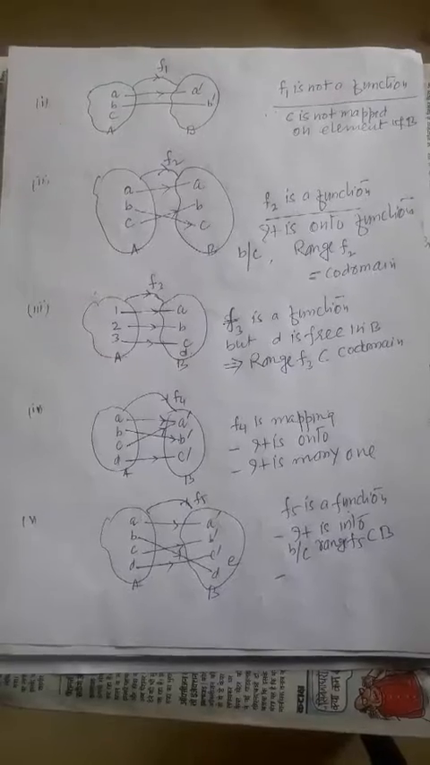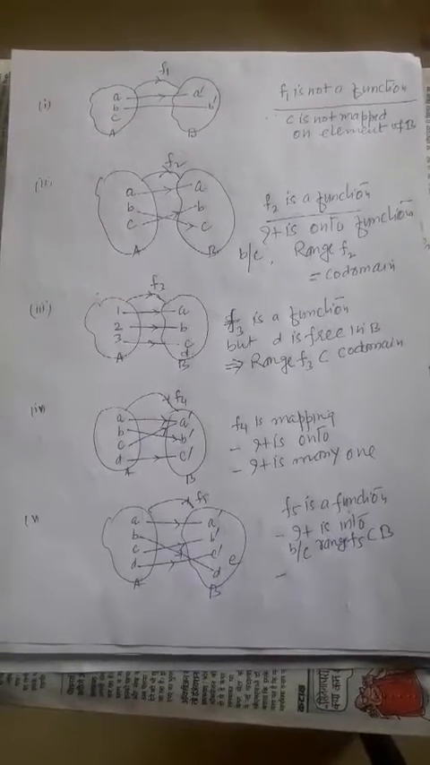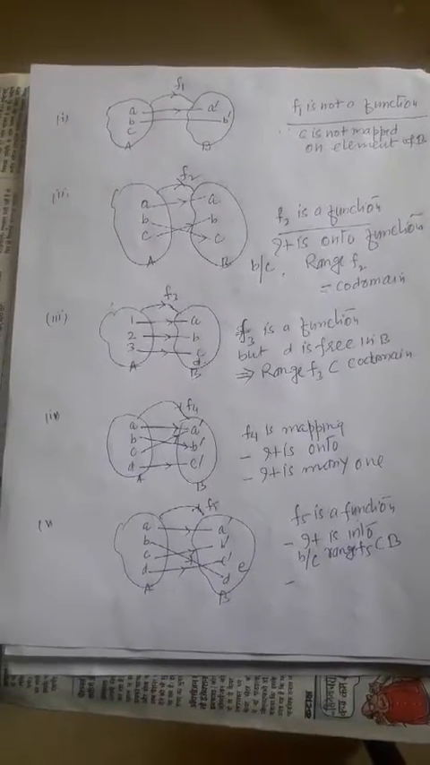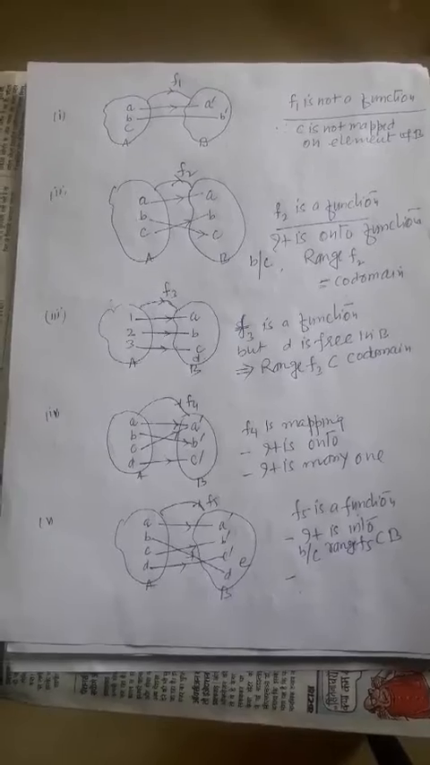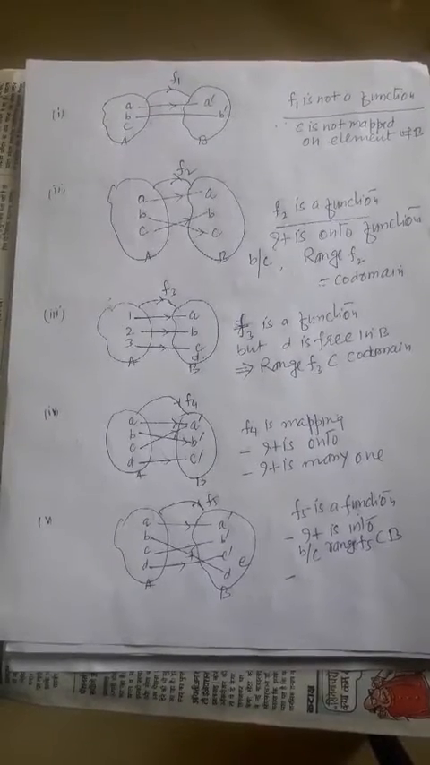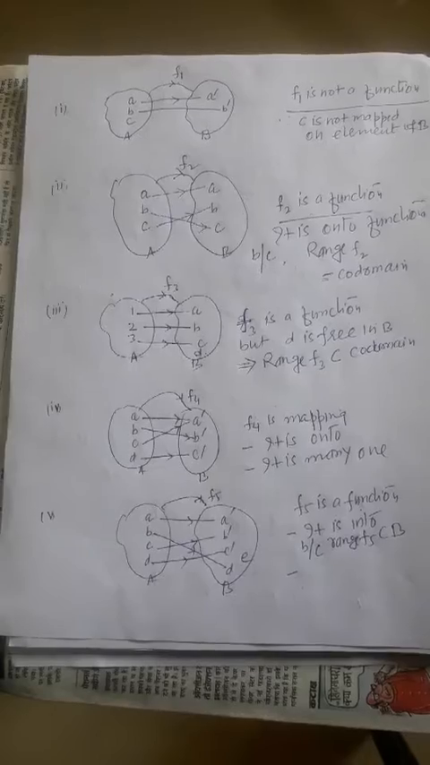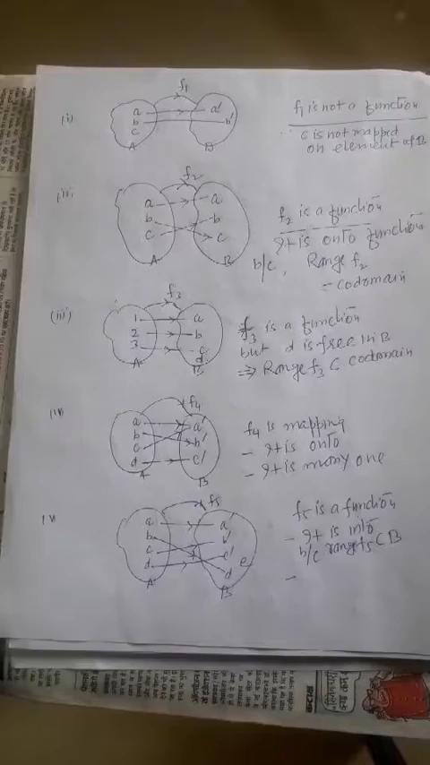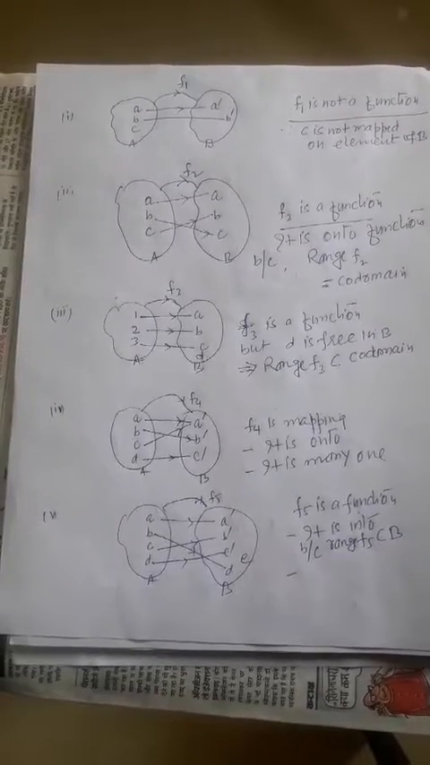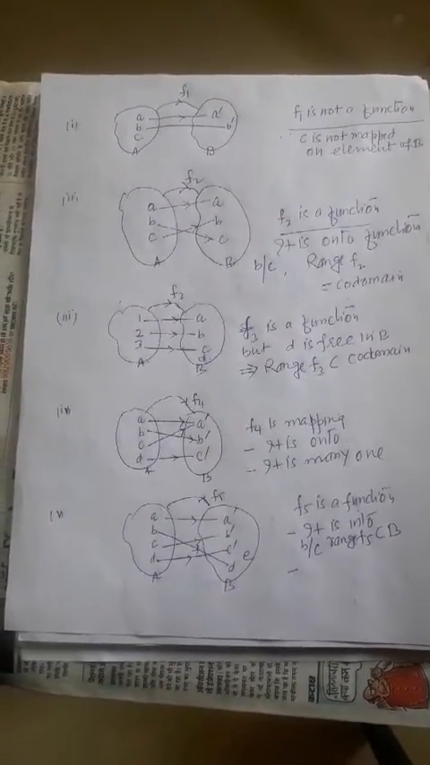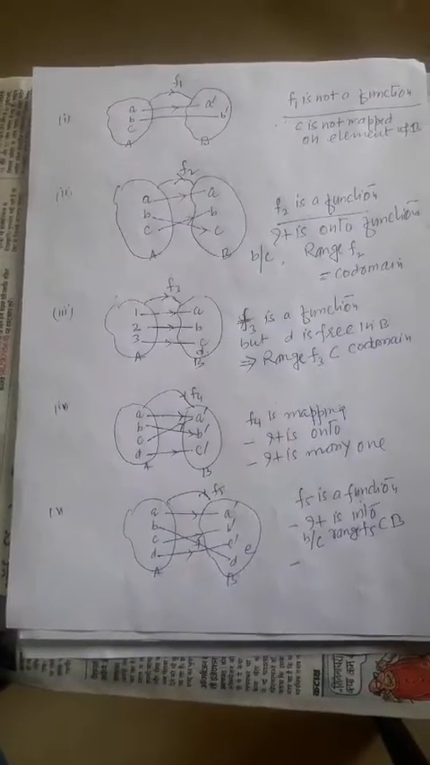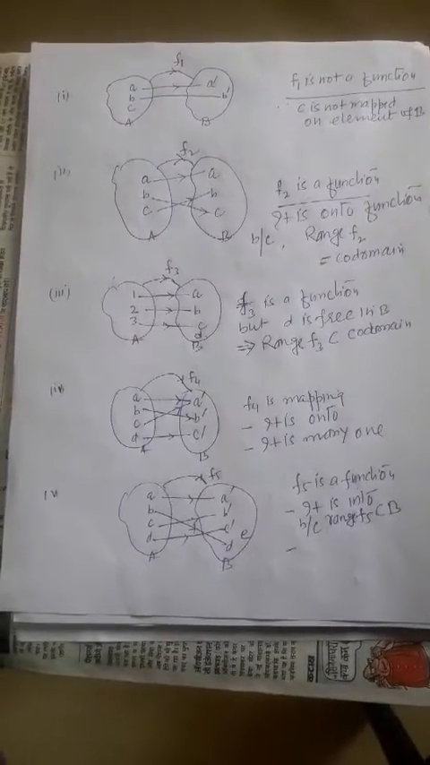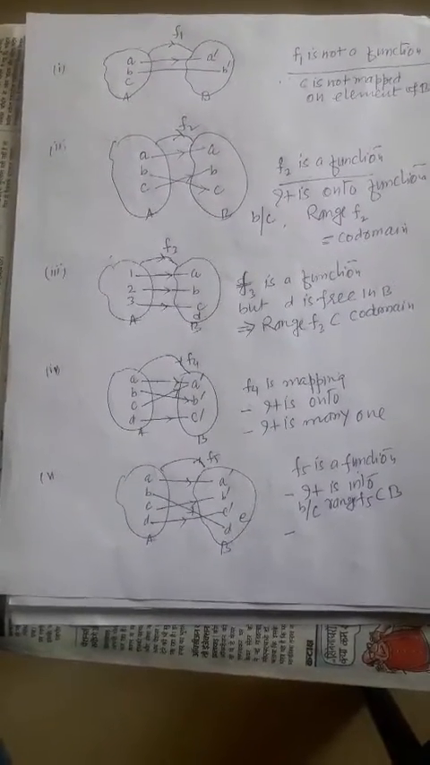First, f1 from A to B, correct? Now, by definition, every element of the set A has a unique element in the set B, but you find that C of A is not associated with any element of B. So it contradicts, it opposes the definition of the function. Hence, we can claim that it is not a function.